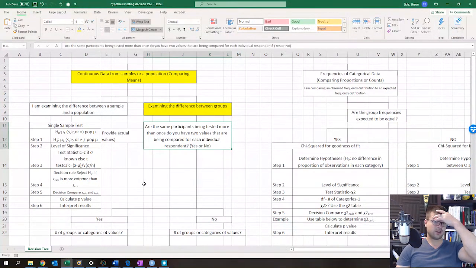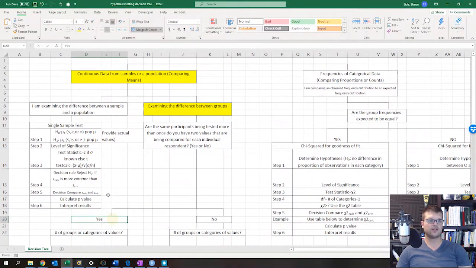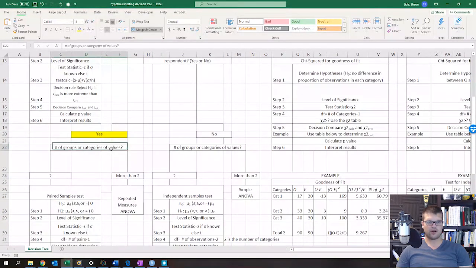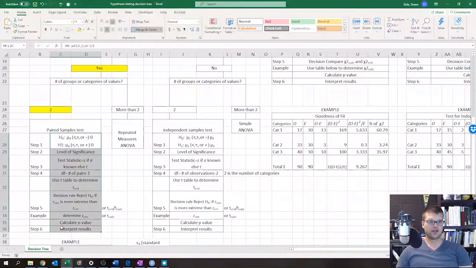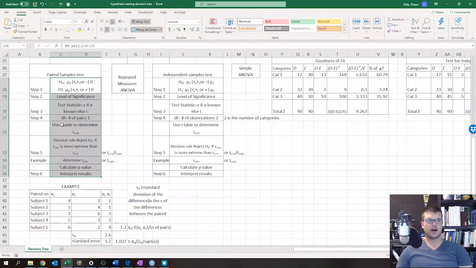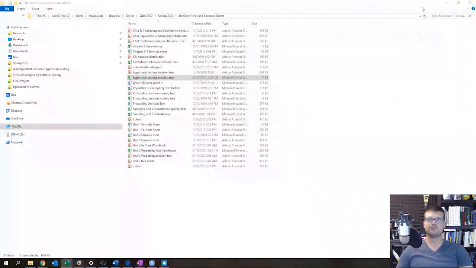So the next one is are the same participants being tested more than one time? In other words, do you have 2 values that are being compared to each other? And the answer is yes. We've got before the class and after the class. Number of categories. We have 2, one before the class, one after the class, which brings you through this right here. And you can now do the null hypothesis testing 6-step process by going through the paired samples t-test, which is what we are going to be doing right now.